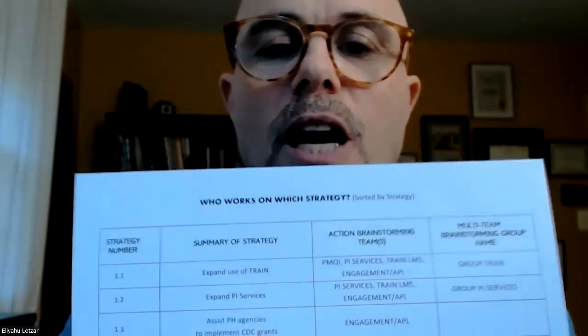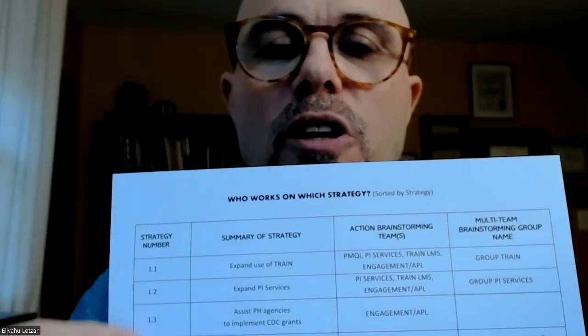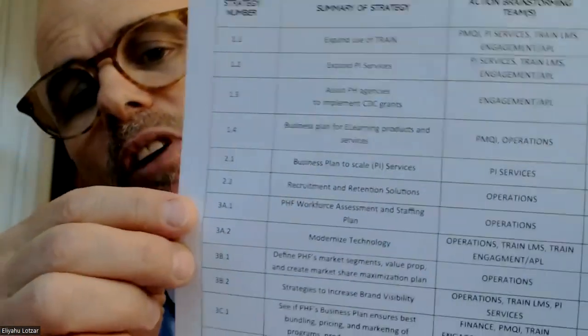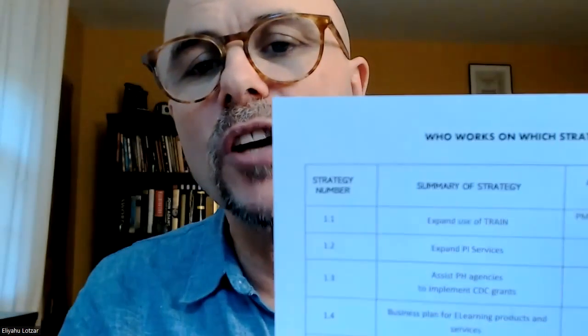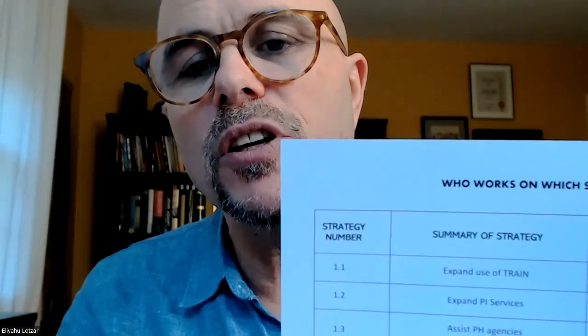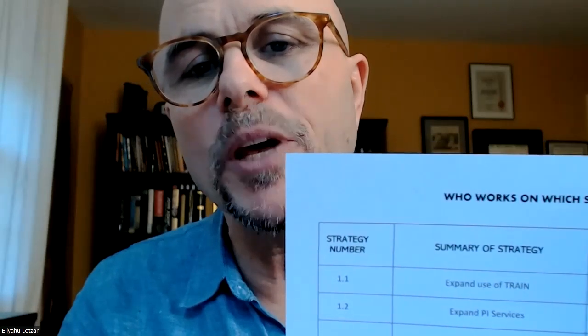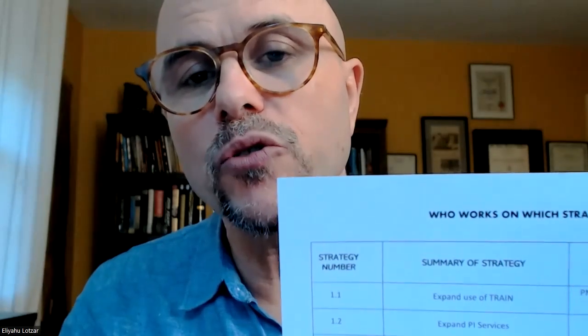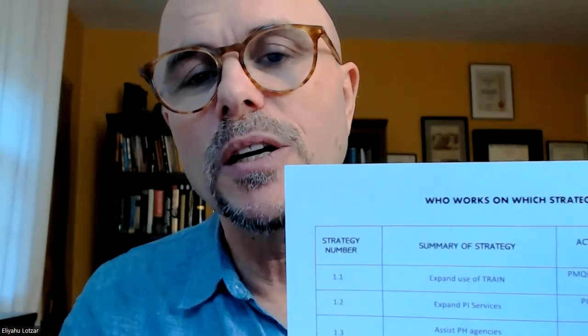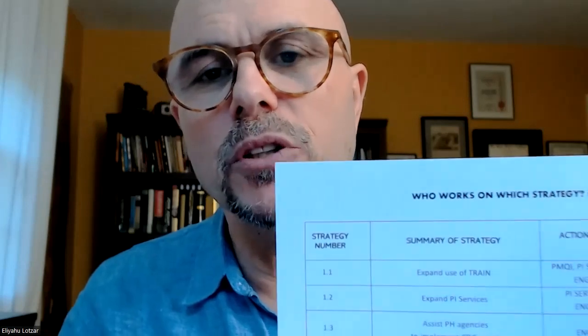On the right-hand column over here, you see it's strategy 1.1, 1.2, 1.3, 1.4, 1.5, etc. No, there is no 1.5. That'll be 2.1. Okay, and then it'll tell you, well, what's the summary of the strategy? Number 1.1 is expand use of train. Okay, well, that's a nice summary, but you also want to check, of course, the real strategic plan for the full language, and I'll be using the full language during the brainstorming session.